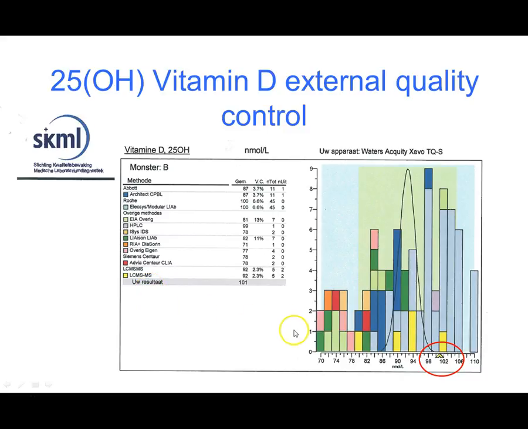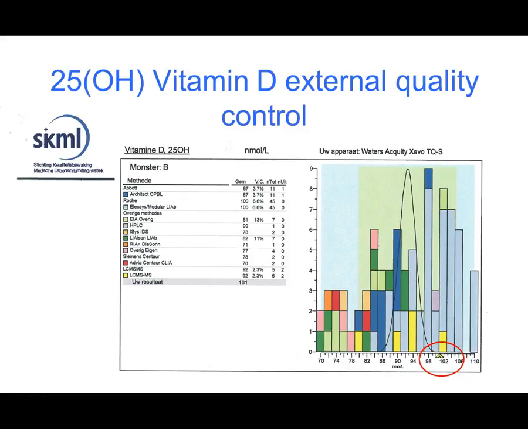If you see the graph, you see on the x-axis the reported concentration of 25-hydroxyvitamin D, and on the y-axis the number of results that was presented by different laboratories. First of all, we notice a huge spread of all the outcomes of one sample. This means that there is a range from 70 to 110 nanomoles per liter. We are quite in the upper part with an outcome of 101. And what you also see is that there's a huge variation in the techniques that is used.